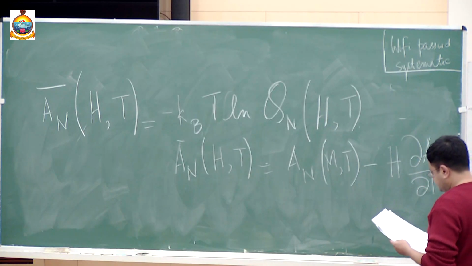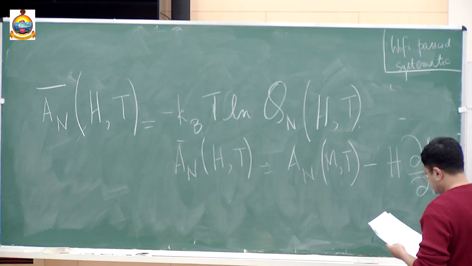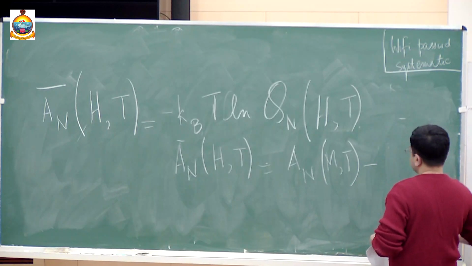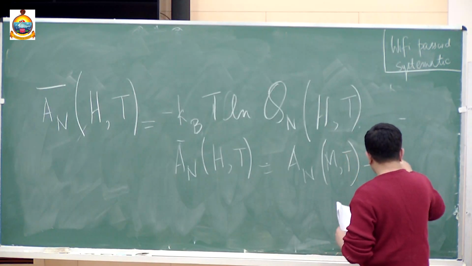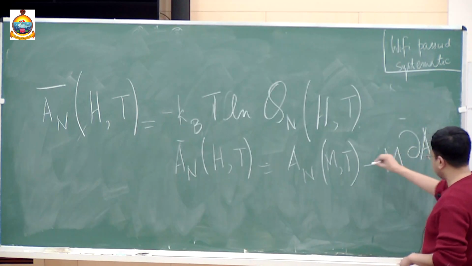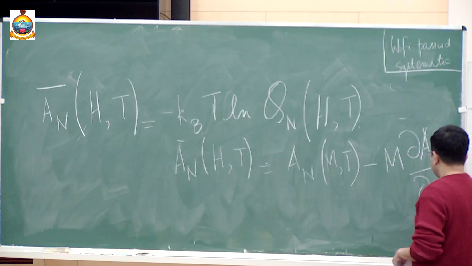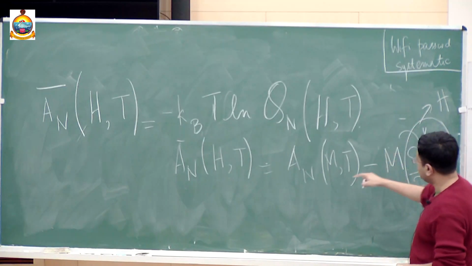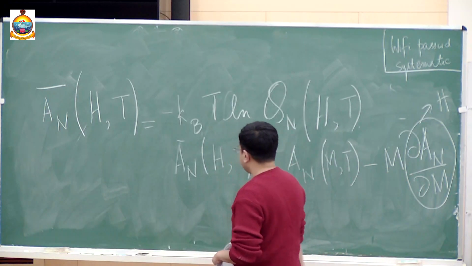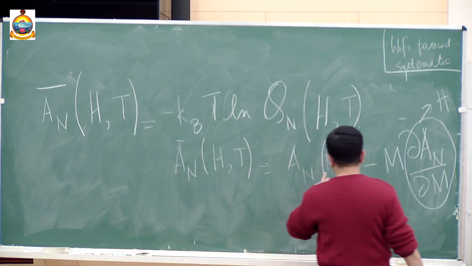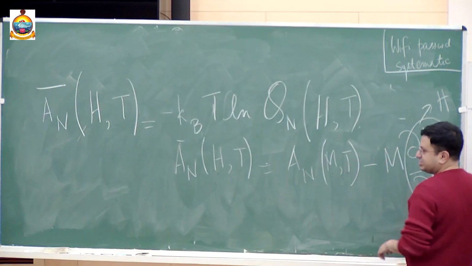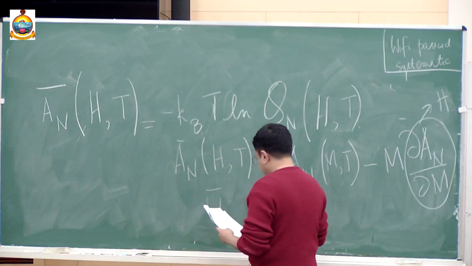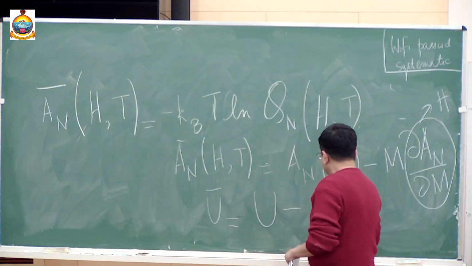Did I do it right? No, you want hm. Sorry, hm. I want to get rid of m, and then I have to derive with respect to m. And this one will be the h. So, the free energy in this ensemble is the free energy of the m ensemble minus hm, and you can at once show that the internal energy will also be related like this.